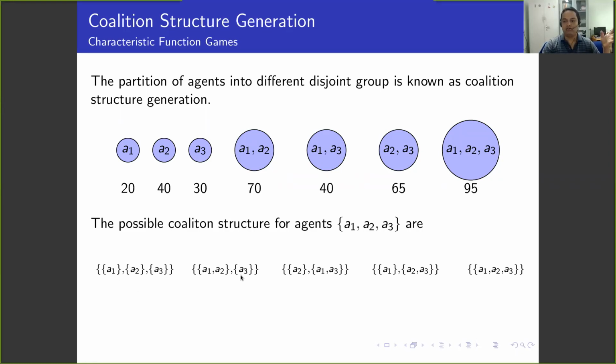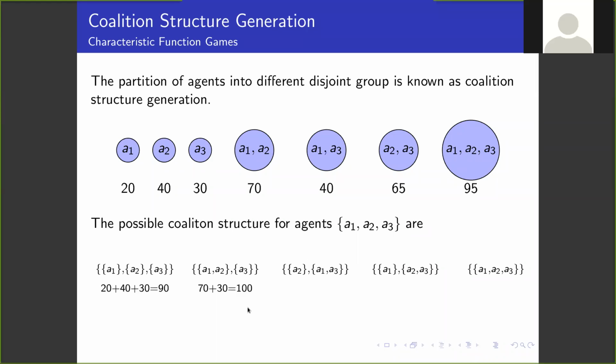What will be the total value here? Can anybody say? Sir, 100. Why? Because this A1 is 70, A2 70 and A3 is 30. So 70 plus 30. Good, very good. What will be this? 80. Yes.